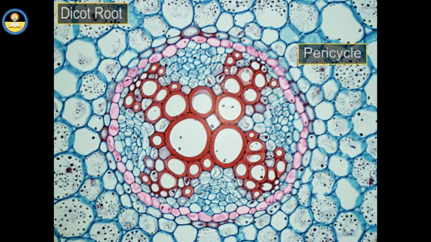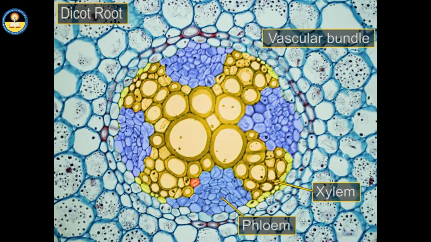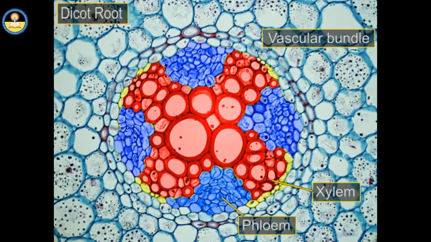Pericycle is a single-celled layer made up of thick-walled, tightly packed parenchyma or sclerenchyma cells that lies just inside the endodermis. Vascular strand lies next to the pericycle, consisting of separate bundles of xylem and phloem arranged alternately. Both are arranged in such a way that it forms an X-shaped pattern in the very center of the root.